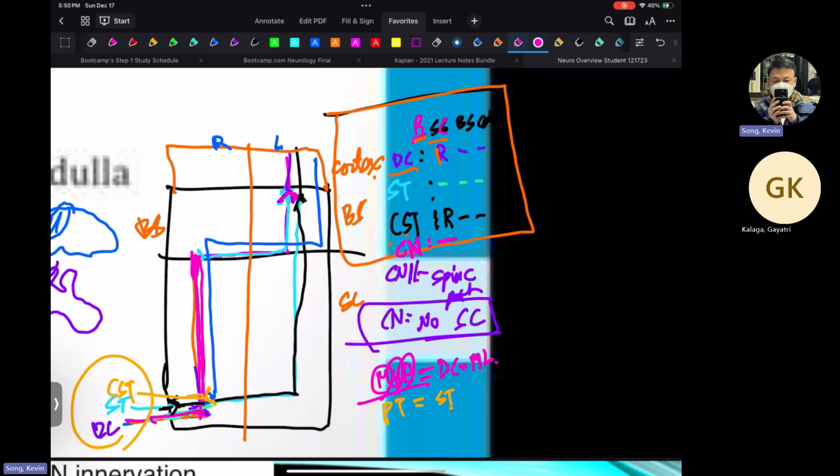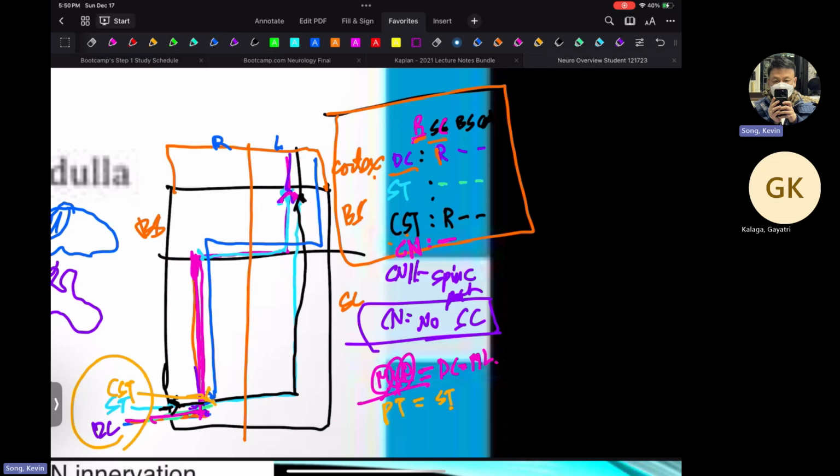Okay, let me just rewrite. My handwriting is terrible. Okay, so there's nothing affected. And then how about in the brainstem? If the lesion was in the right side, the cranial lobe is basically all ipsilateral.